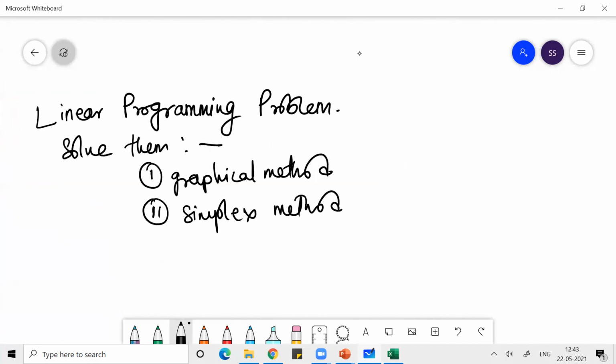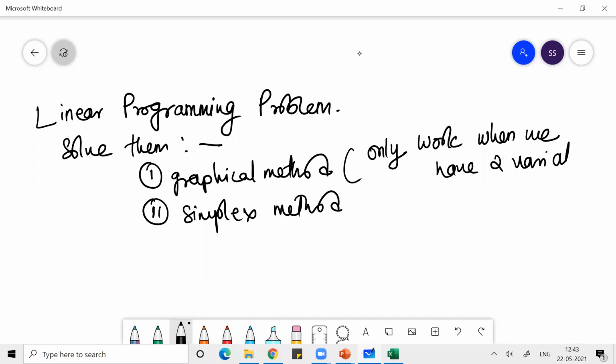The simplex method can work on any number of variables. The graphical method can only work when we have two variables. If you have more than two variables, then you cannot use the graphical method. The graphical method is an easy way to solve the given problem, and by using it we can solve the problem very easily.